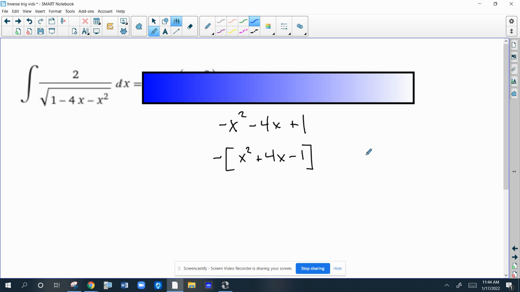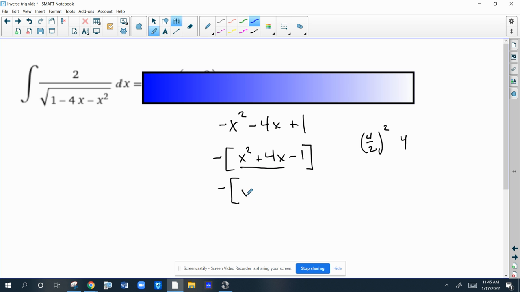So remember, completing the square is adding b over 2 squared and subtracting b over 2 squared. So b is 4. So b over 2 squared is 2 squared, which is 4. So again, completing the square is really just adding b over 2 squared. That would complete the square of this quadratic. And then subtracting the b over 2 squared is just balancing that out, so we're not changing anything.